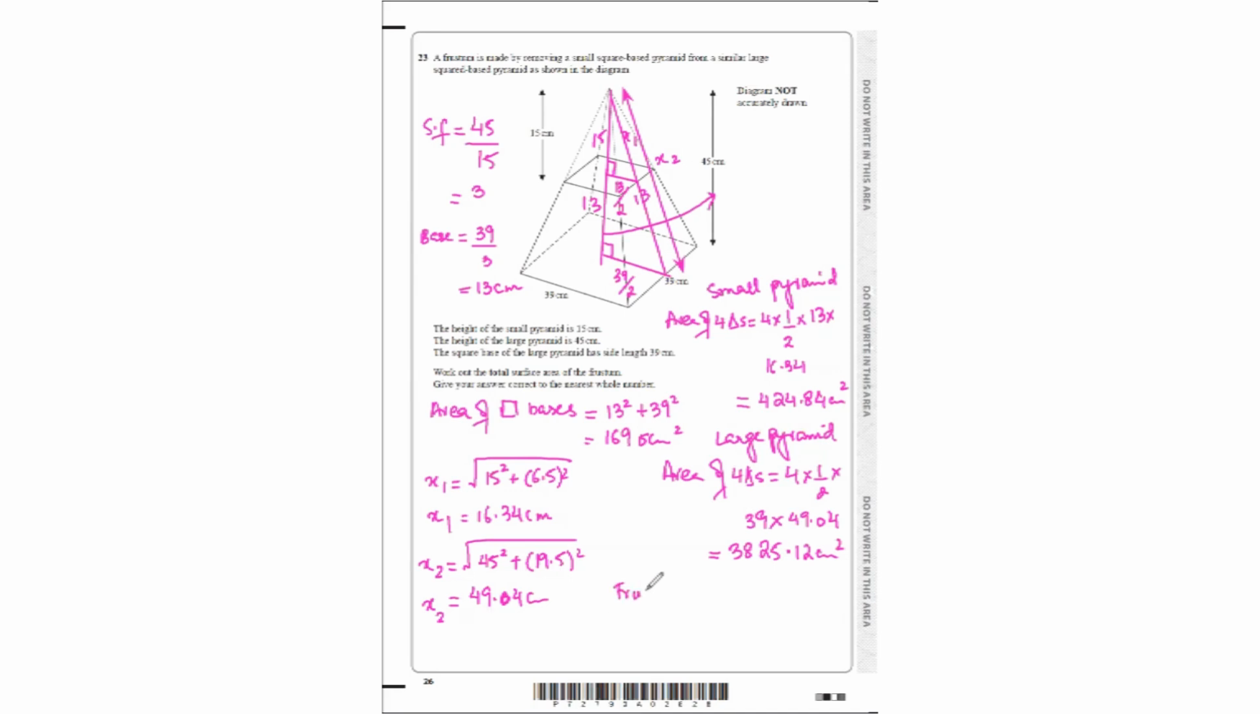So frustum area is 3,825.12 minus 424.84 plus 1,690. And that gives us 5,090.28. They want the answer correct to the nearest whole number, so that's 5,090 centimeters square. That is the total surface area of the frustum.